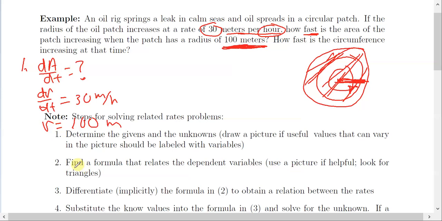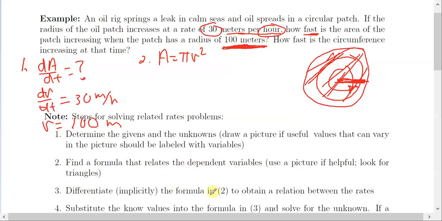Okay, second, now you get a formula that relates the dependent variables. Dependent meaning dependent on time in this problem, because time is the thing that's independent. It's just moving forward. So we want to find a formula that relates these dependent variables, A and R. They're both functions of time. And in this problem, it's a known formula. So it says use the picture if you need to, look for triangles, whatever. In this case, it's just a known problem. We know that the area of a circle is given by A = pi r squared. That's the relationship between the variables. What we're looking to do is relate the rates now.